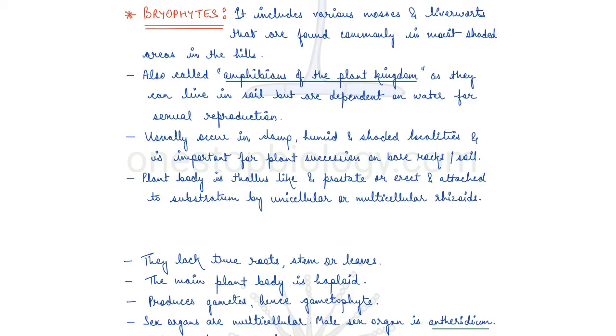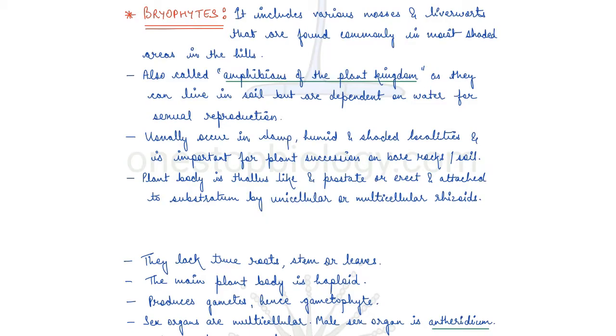Basically, these bryophytes are nothing but mosses and liverworts. They include various types of mosses and liverworts, and they are commonly found in moist shaded areas in the hills. They are also known as amphibians of the plant kingdom. And why? It's because although they live in soil, they are dependent on water for sexual reproduction, and that is why they are known as amphibians of the plant kingdom.